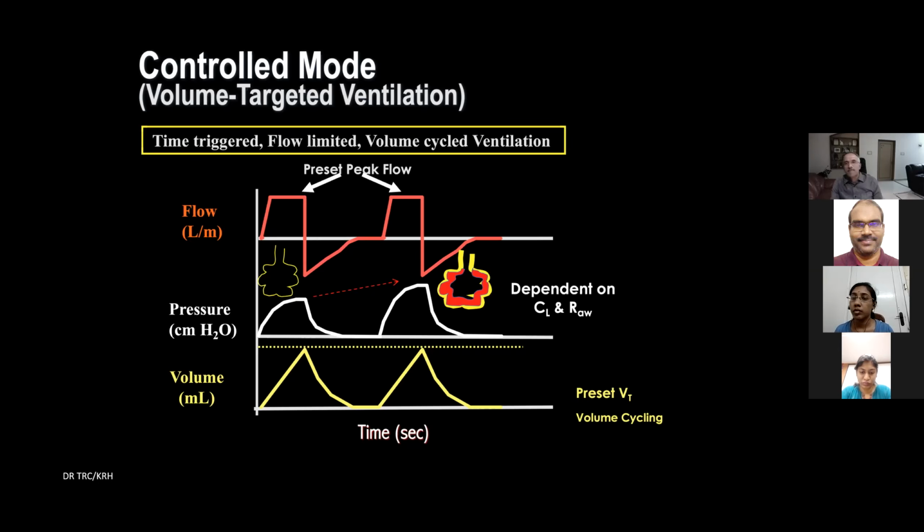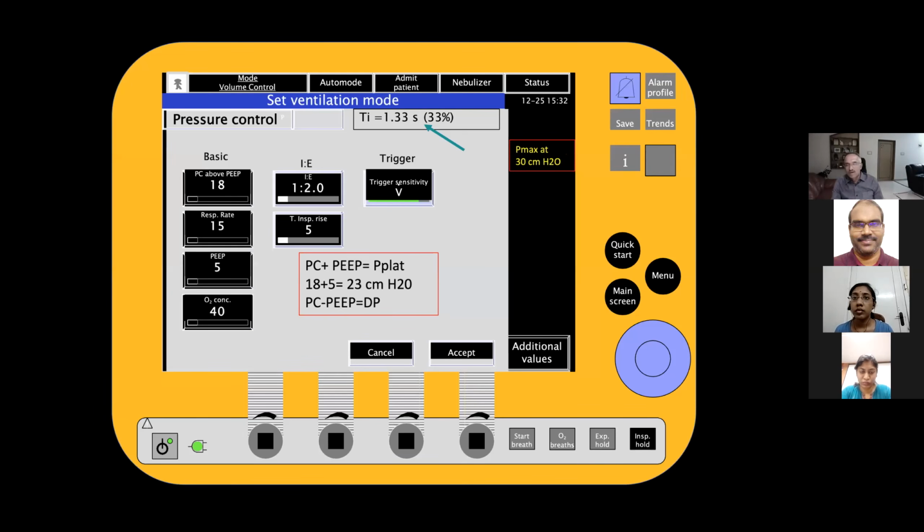Okay. So in pressure control, what do you set? In pressure control, we will set the peak pressure above. You have to set the respiratory rate and the IE ratio too. So you set a pressure control.